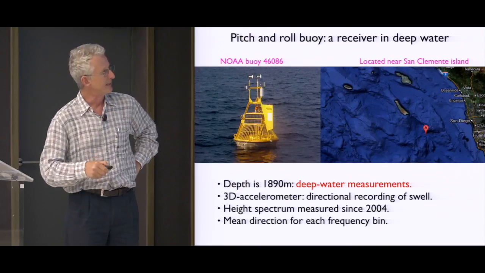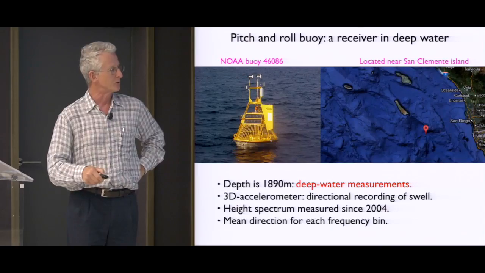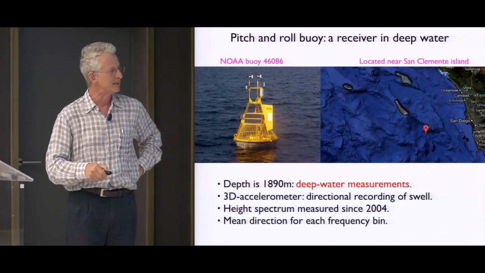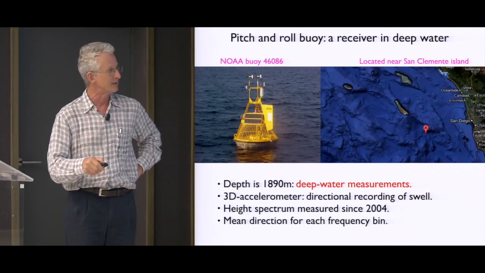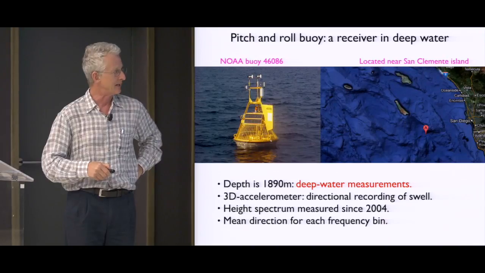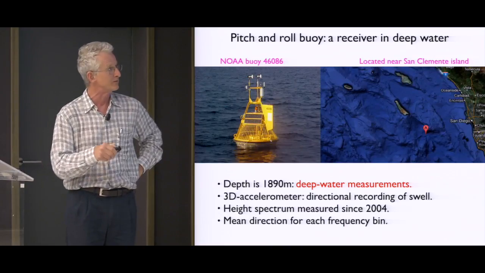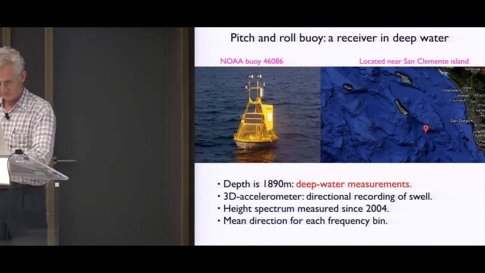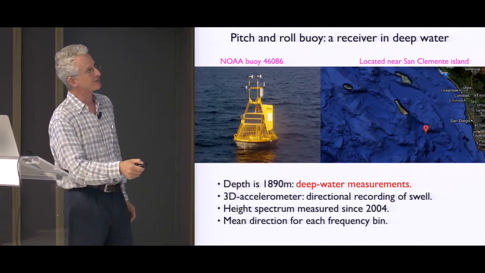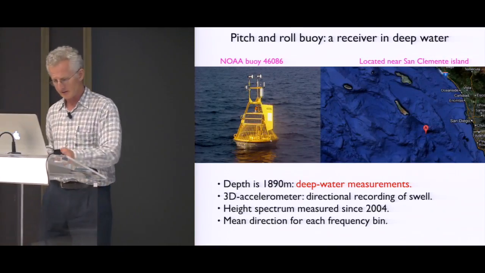This buoy has a 3-dimensional accelerometer. It's been making directional recordings of swell and measuring the height spectrum every 20 minutes since 2004. The data is telemetered to shore where we can get it. There's a directional spectrum, which means there are frequency bins, and we can get a mean direction of incident waves on this buoy for each frequency bin in the data. I'm sorry, the island is actually San Clemente. I think I might have said Catalina. This is San Clemente Island.